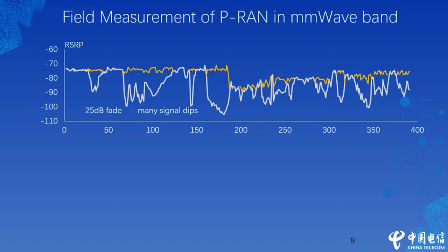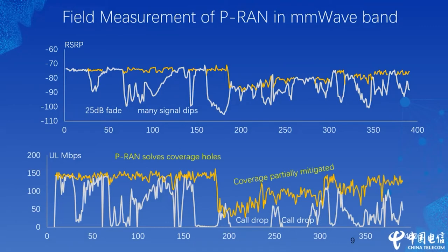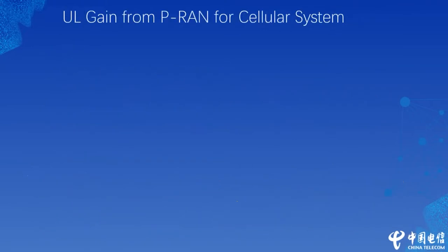sometimes partially, sometimes completely. If we look at the corresponding uplink data rate, we see that the signal fades really put a damper on the data rate. The effects of the signal fluctuation are magnified significantly with call drops. Again, with the help of PRAN, some fluctuations of the data rates are totally compensated, and some of the fluctuations are partially compensated. Of course, the use of PRAN still leaves room to use other technologies such as RIS together to overcome the coverage issues. As we all know, there is no silver bullet in wireless communication coverage. In addition to the coverage improvement, PRAN can also improve system capacity.